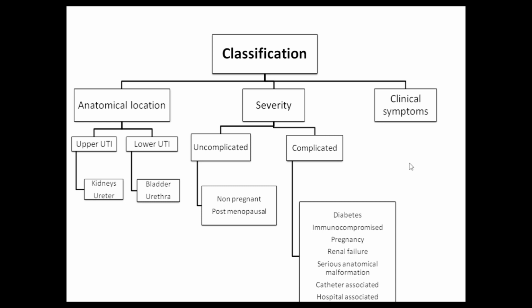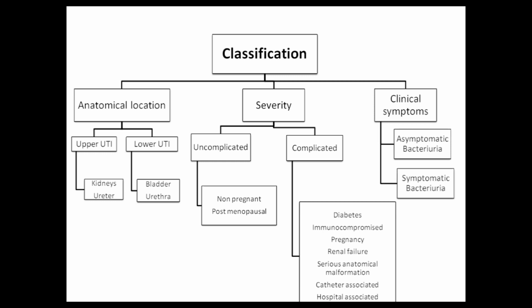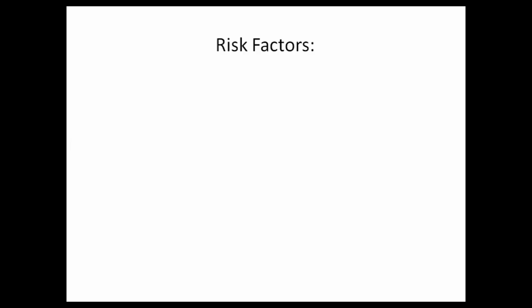After that, we will classify the UTI on the basis of clinical symptoms. By clinical symptoms, we mean asymptomatic bacteriuria and symptomatic bacteriuria. Those patients who have positive bacteria in urine but lack the symptoms of UTI are classified as asymptomatic bacteriuria. But those patients who have bacteria in their urine and also have the symptoms of UTI are classified as symptomatic bacteriuria. We will learn the clinical features in the coming slides.